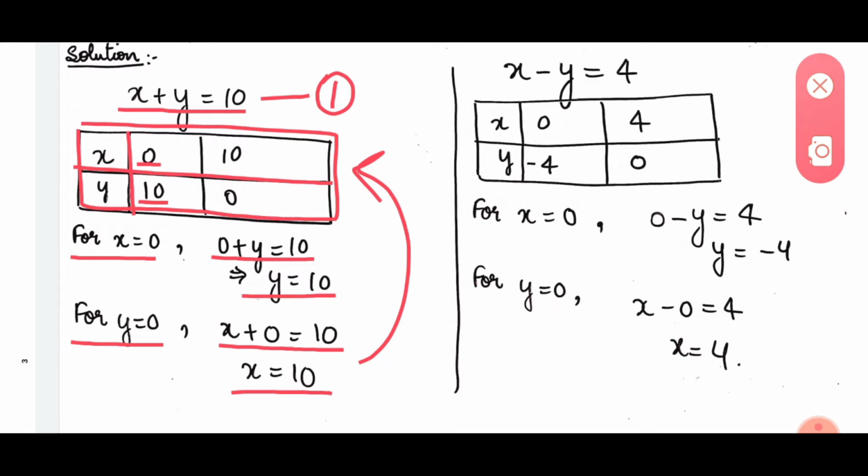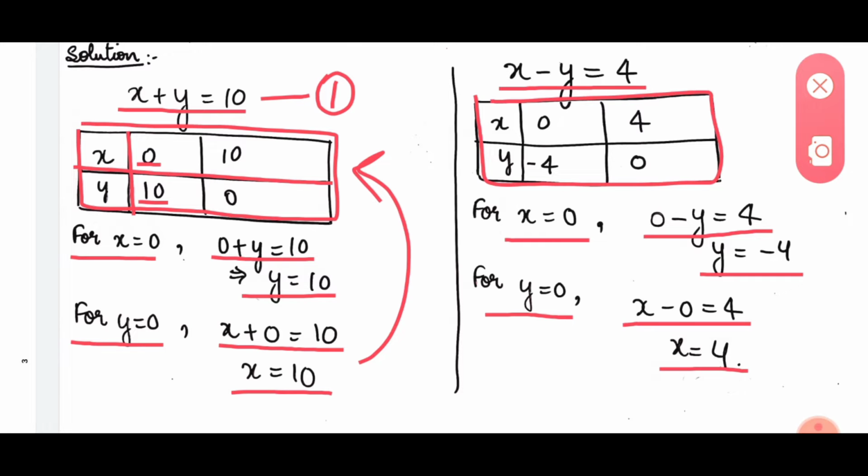Now the second equation is x minus y equals to 4. So let us put the value of x equals to 0. Then 0 minus y equals to 4 and y is equal to minus 4, right? So make a table and then note the values. Now let us put the value of y as 0. So we will get x minus 0 equals to 4 or x equals to 4. So in all we got that x is equal to 0 for y equals to minus 4, right? And when the value of y is 0, you will get the value of x as 4. So we have got the points.